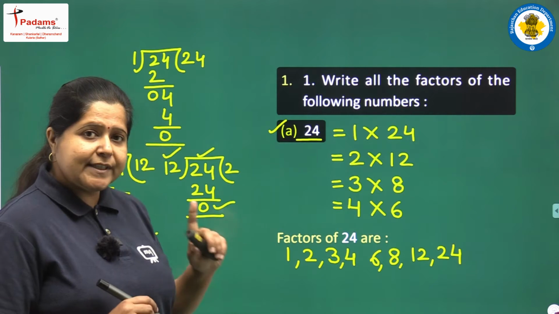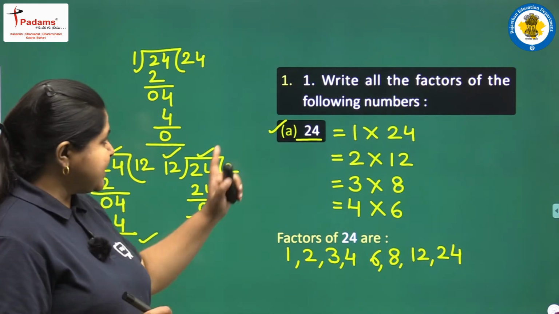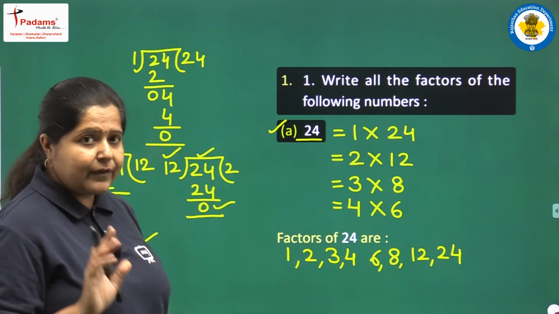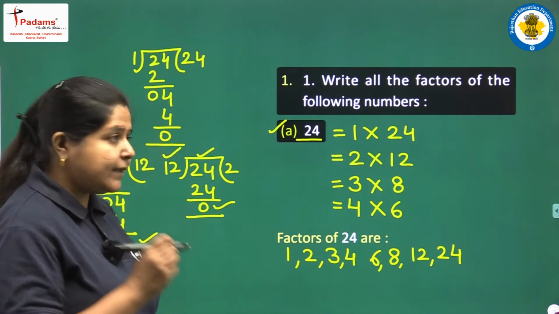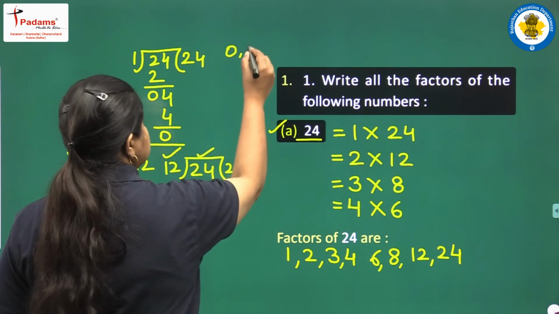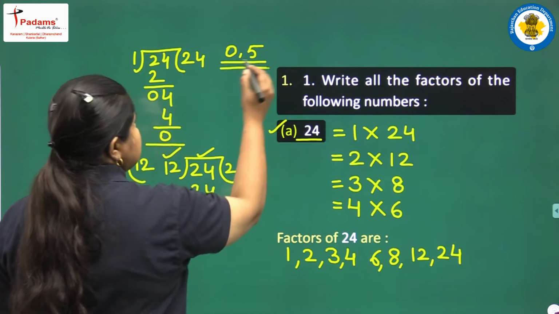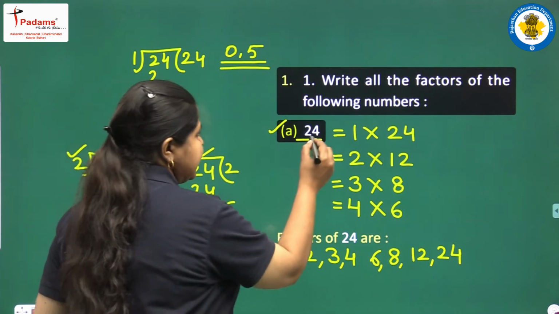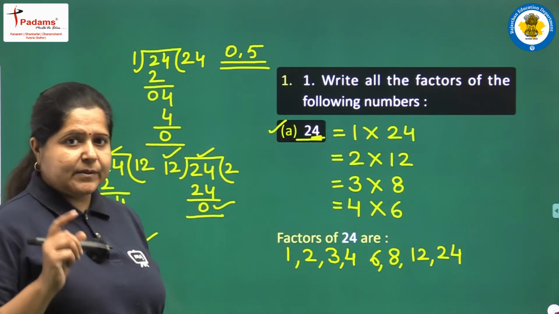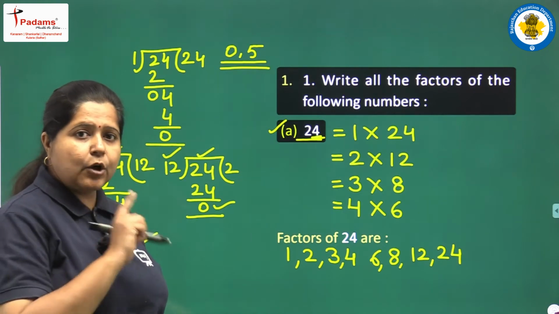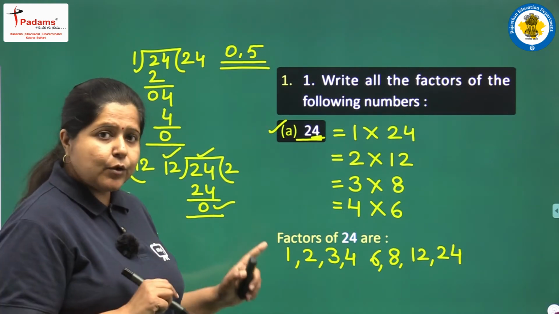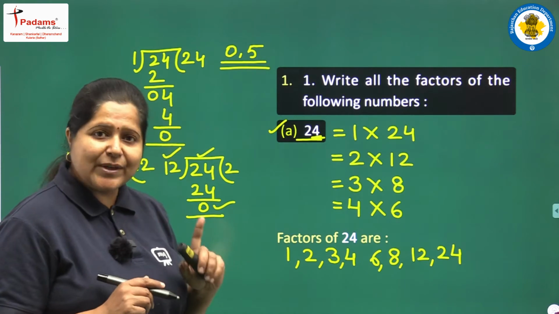Then we move on to the table of 5. Is 24 present in the table of 5? No. A number ending with 0 or 5 is divisible by 5. Here we have 4 at the end. It is not divisible by 5, or 5 will not divide it completely. So 5 is not a factor of 24.